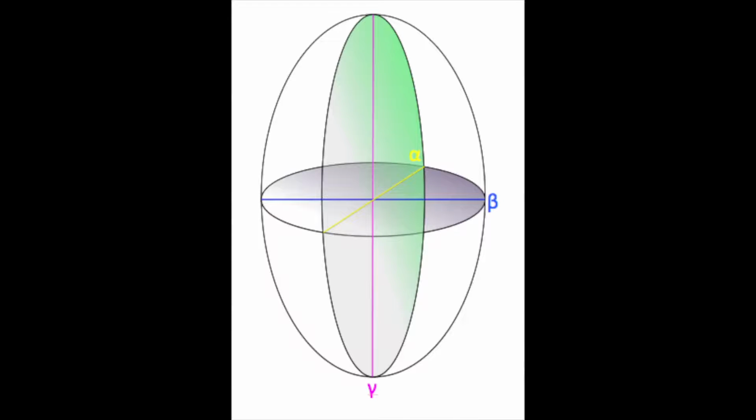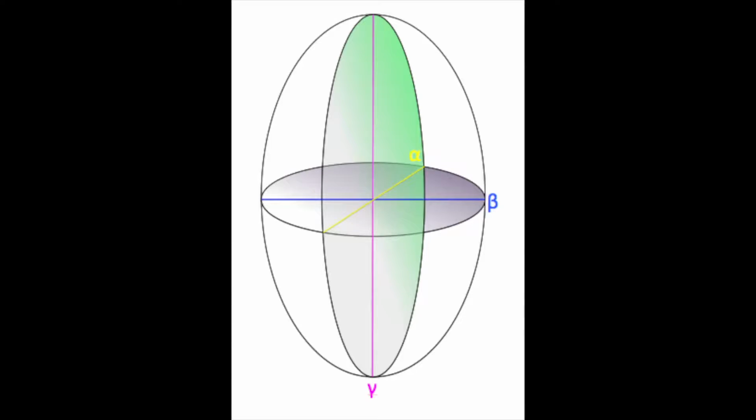For biaxial minerals, all three principal axes are different. We label our principal axes as alpha, beta, and gamma. For biaxial minerals, alpha always has the smallest index of refraction, and gamma always has the largest index of refraction. The index in between is beta.